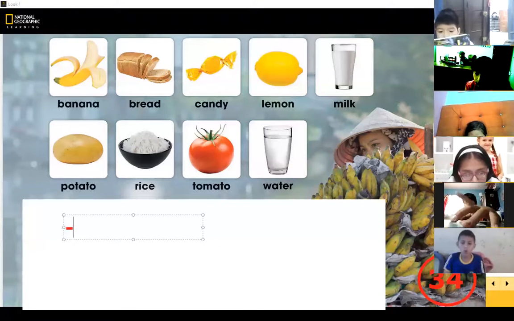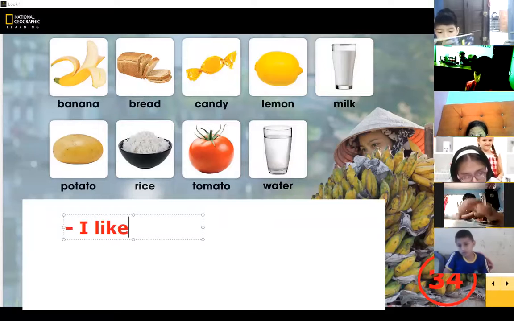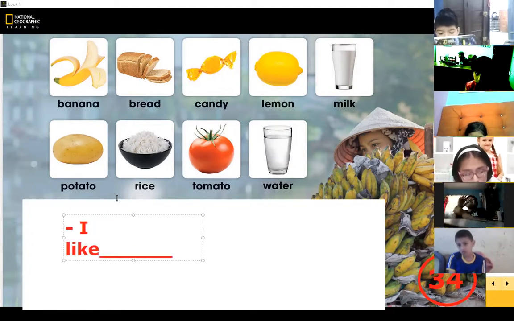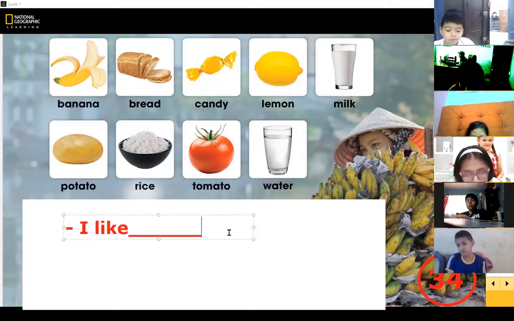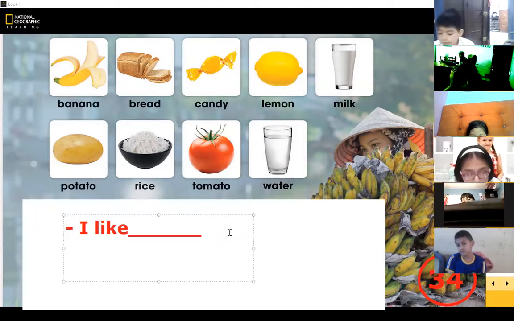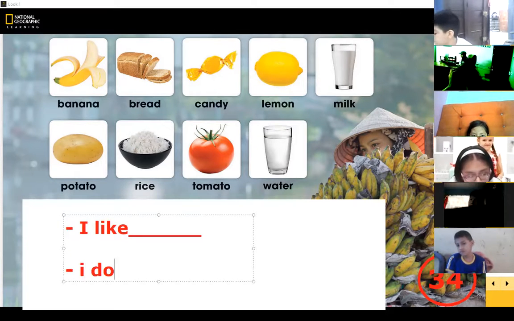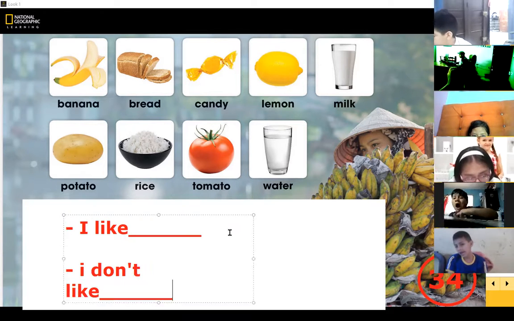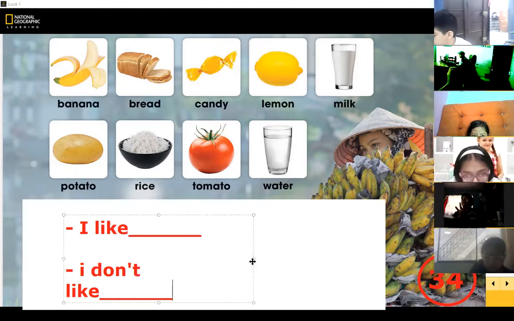You can say, I like, for example, I can say, I like bananas. And if I don't like something, I can say, I don't like, for example, lemon.